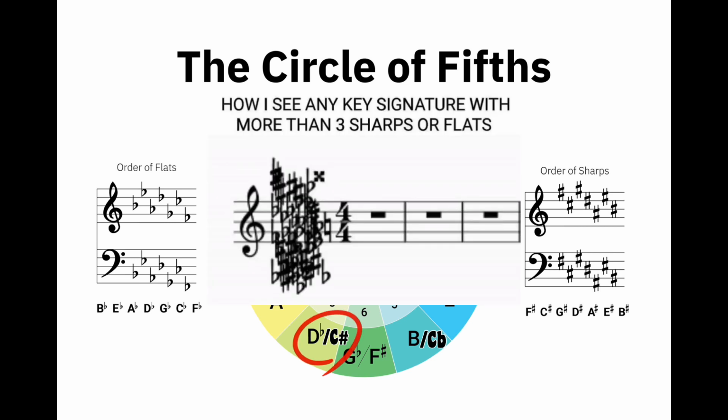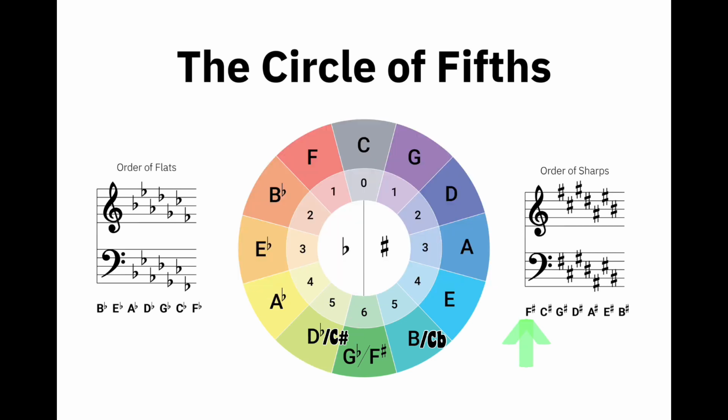The order of sharps will always be F sharp, C sharp, G sharp, D sharp, A sharp, E sharp, and B sharp when adding them into the key signature. And if you count the distance between each of the sharps that we add onto the key signature, they are also 5 notes apart.